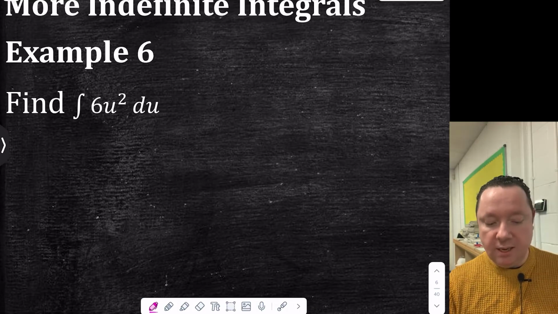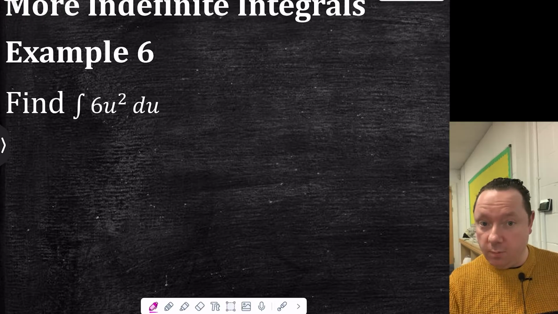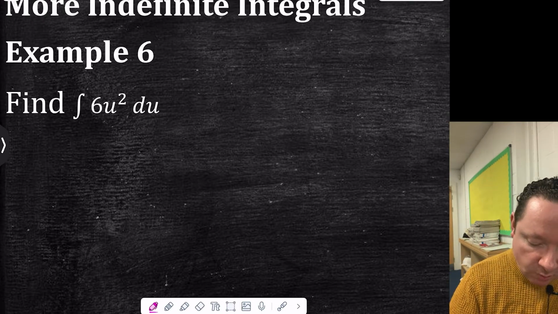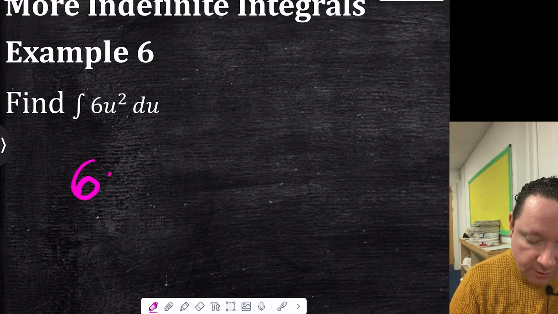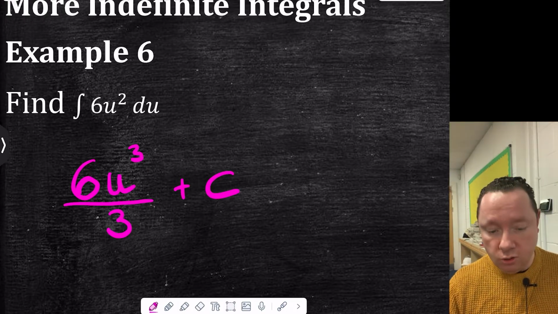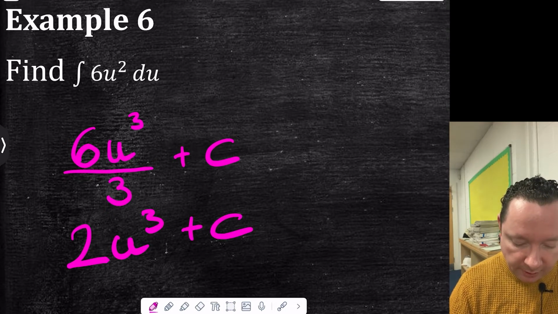Some more examples. Example 6, integrate 6u squared du. Notice I've now just put a number in front, but that's okay. We can deal with this. You just add 1 to the power, so the 6 comes along for the ride, u cubed, and divide by the new power, that's 3 plus c. And then I can do 6 divided by 3, which is 2. So that gives me 2u cubed plus c.